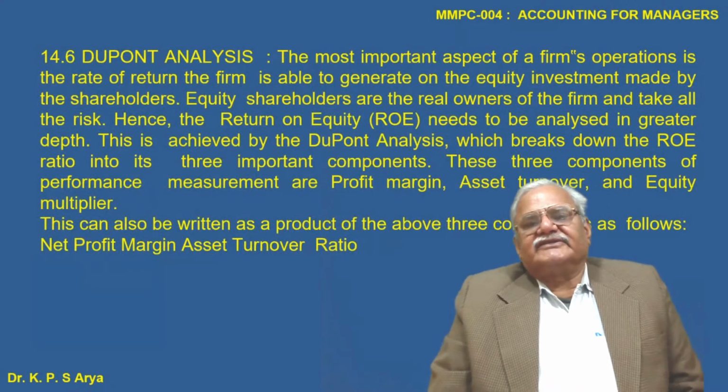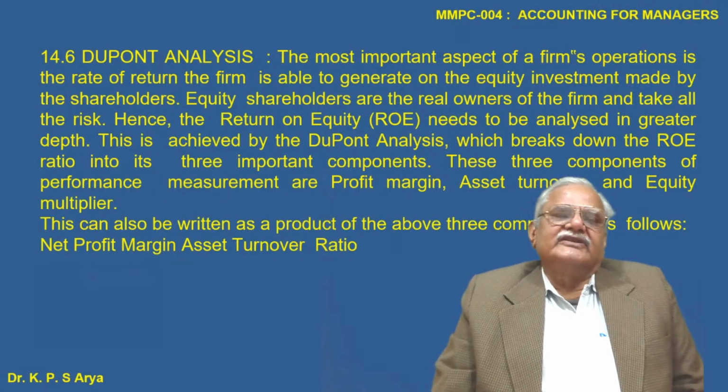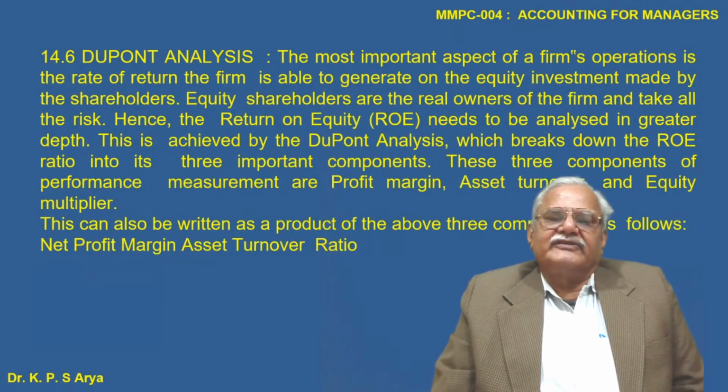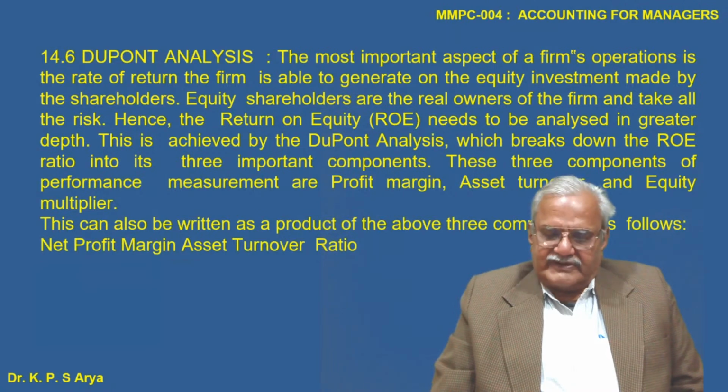Now, DuPont analysis. The most important aspect of a firm's operation is the rate of return the firm is able to generate on the equity investment made by the shareholders. Equity shareholders are the real owners of the firm and take all the risk. Hence, the return on equity needs to be analyzed in greater depth. This is achieved by DuPont analysis, which breaks down the ROE ratio into its three important components: net profit margin, asset turnover, and equity multiplier. These can also be written as a product of the above three components.